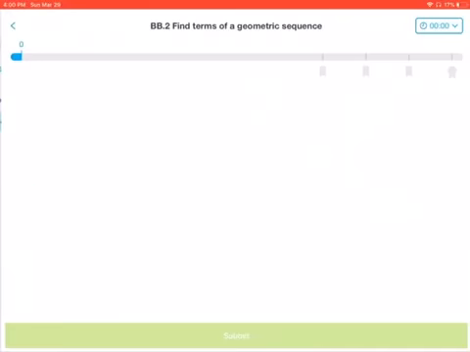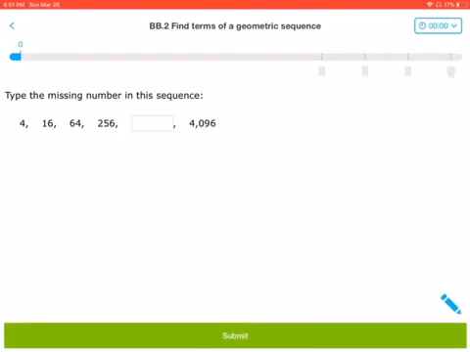We work with geometric sequences. They differ from arithmetic sequences because arithmetic goes up by the same amount, and geometric sequences do not go up by the same amount. Like from 4 to 16 is 12, but from 16 to 64 is not 12. So you can tell it's not going up by the same amount. You can tell that it is not an arithmetic sequence.